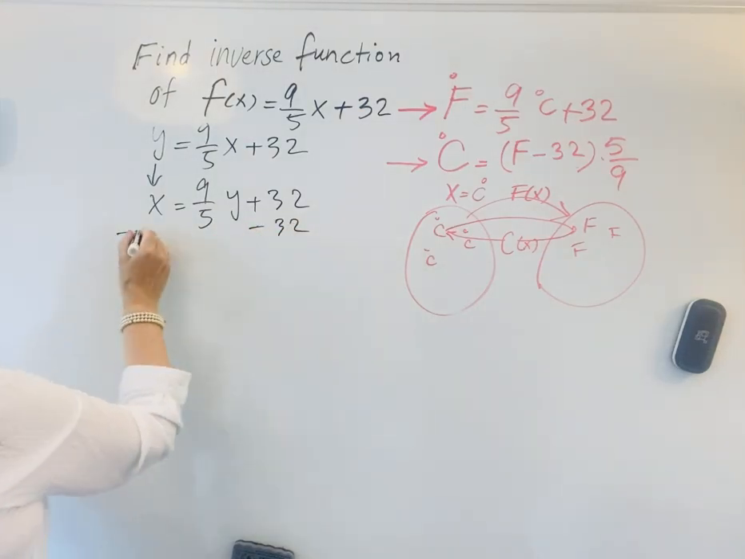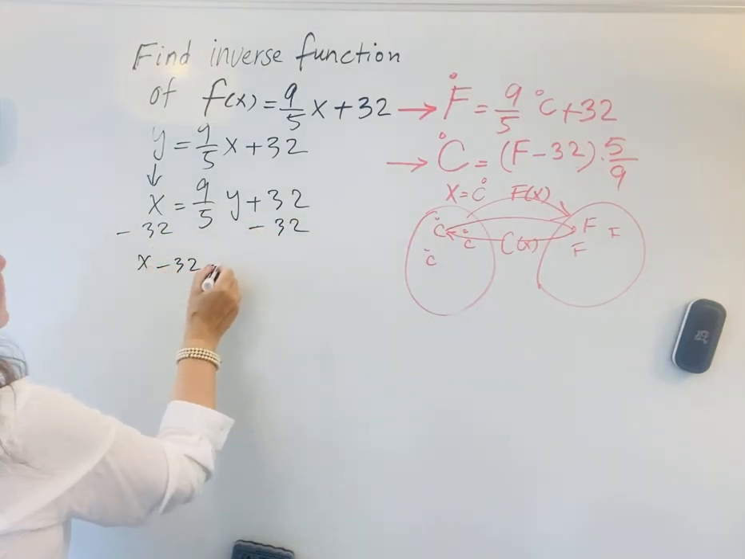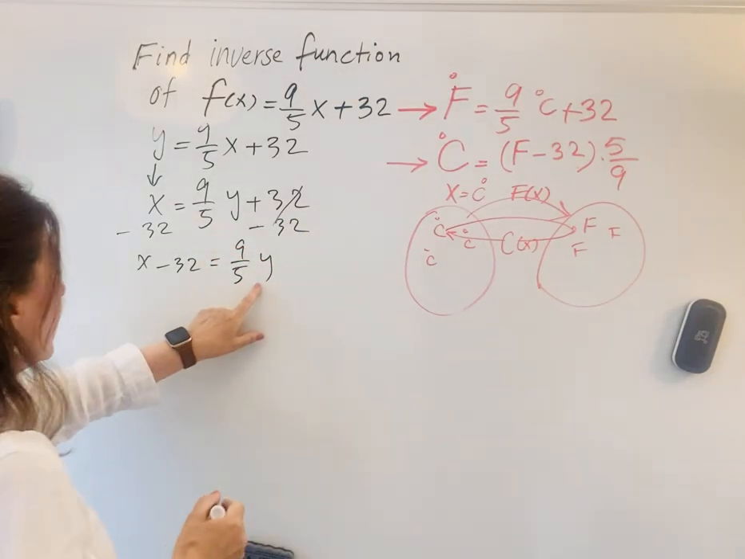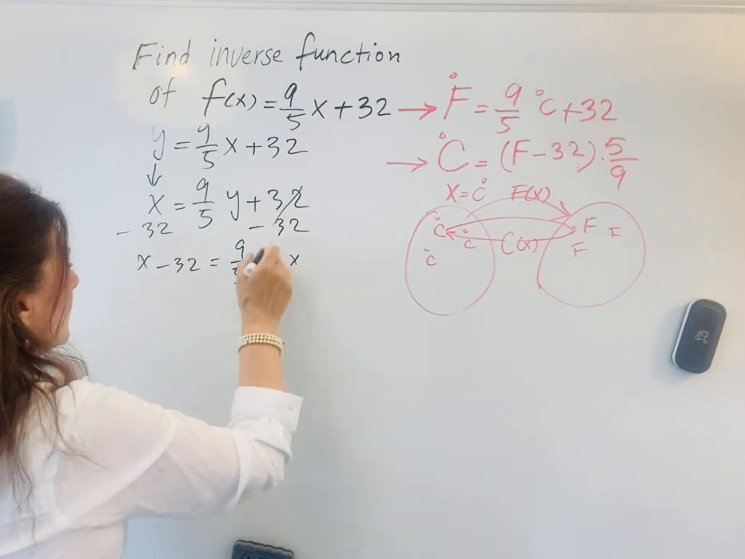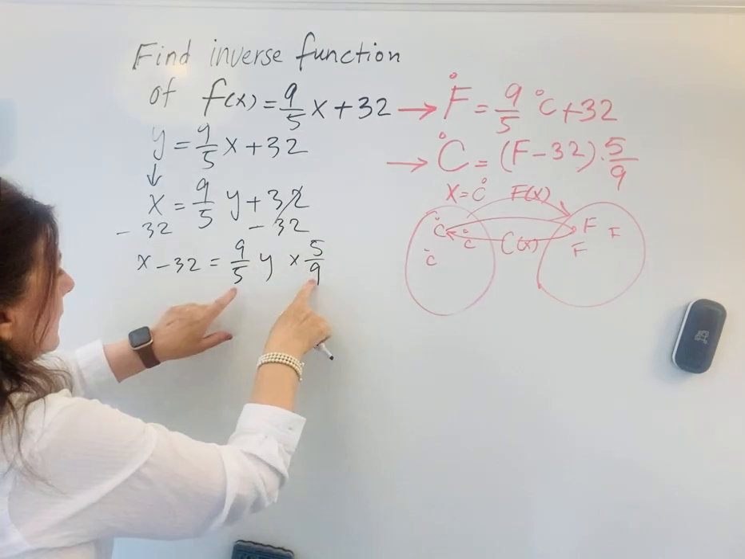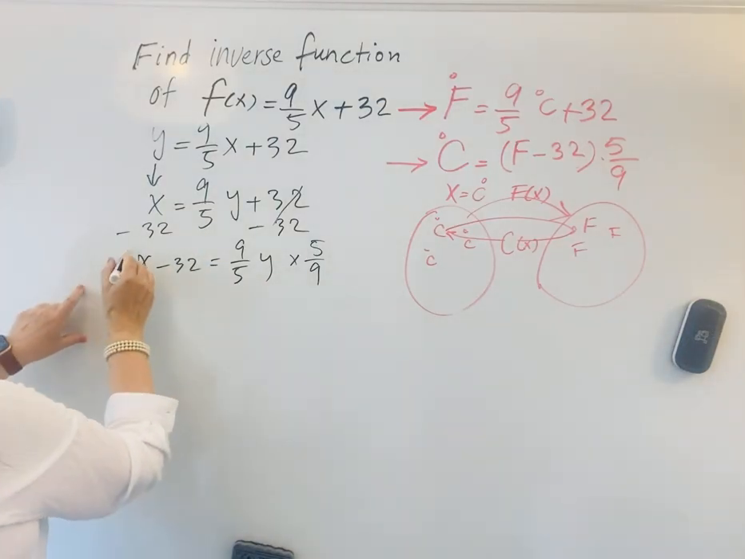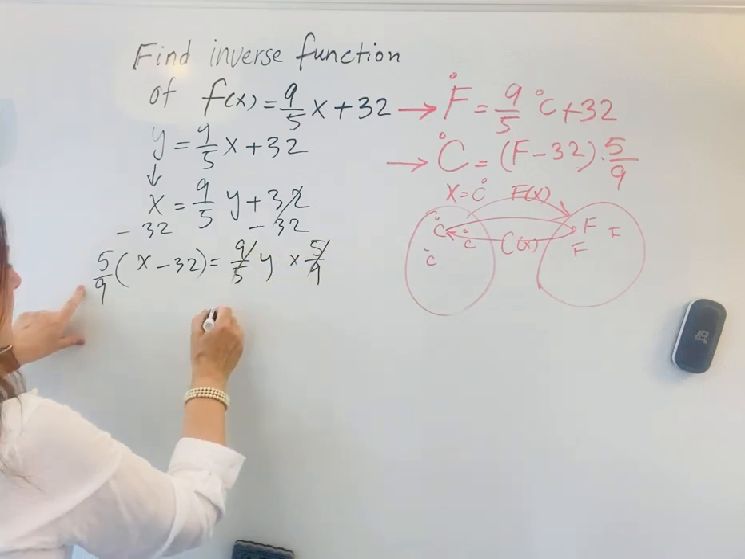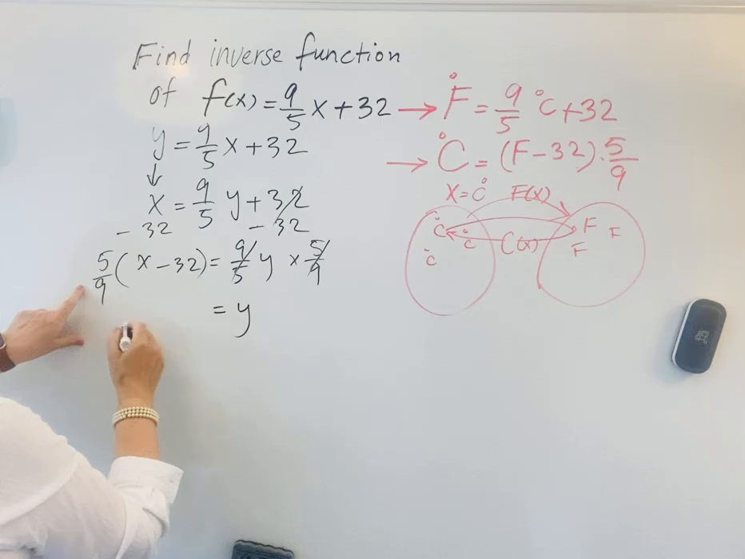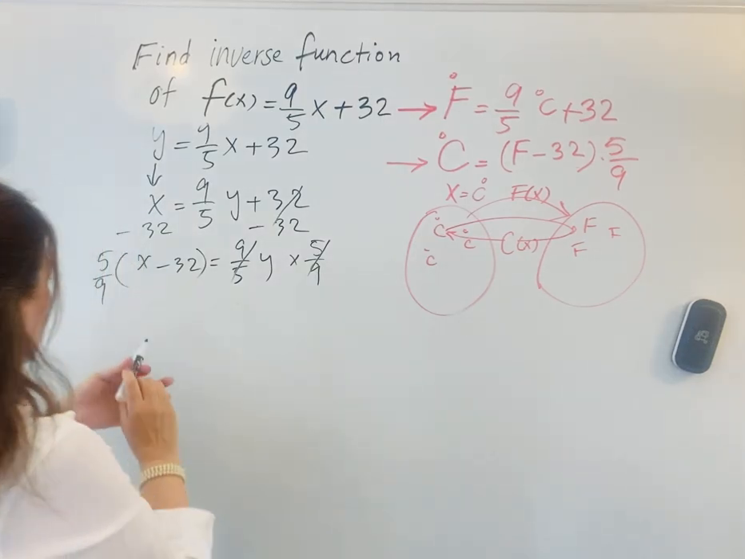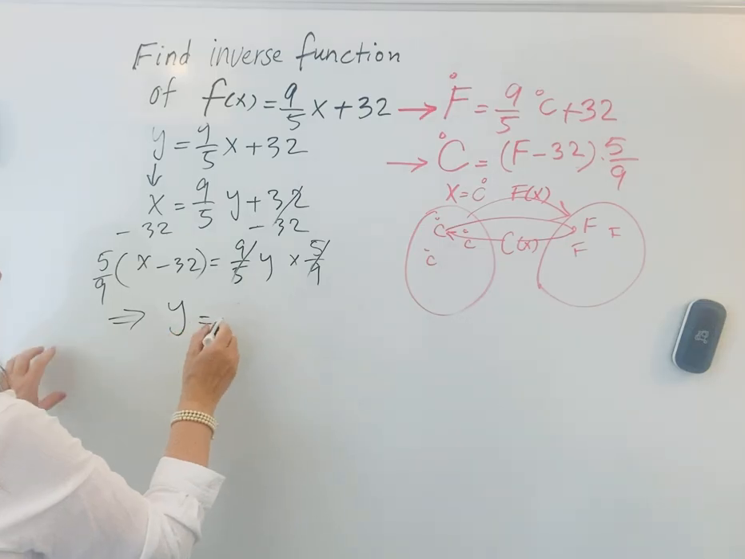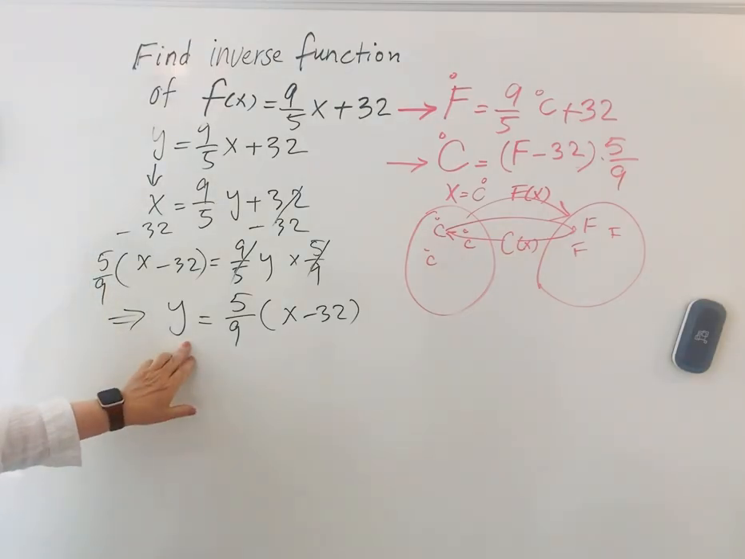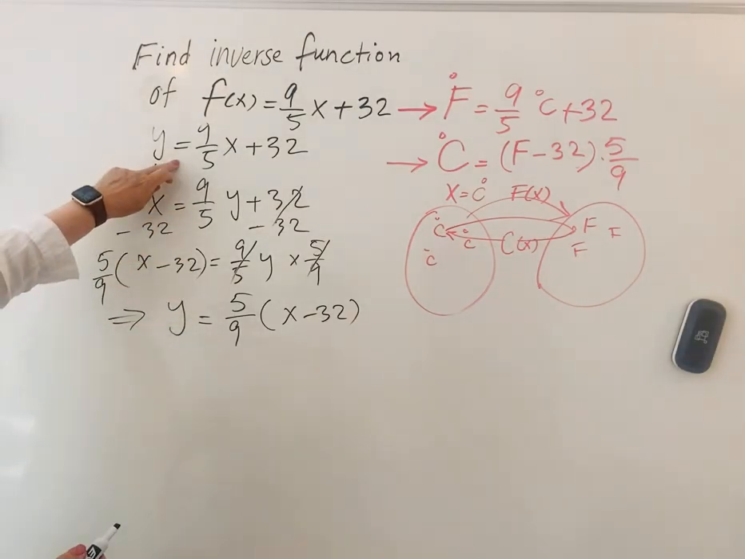Okay. So x minus 32 on one side, and the other side we have 9 over 5 y. For getting y, we can multiply both sides by 5 over 9, the reciprocal of this one. This cancels with this one and gets 1. So y equals 5 over 9 times x minus 32. This function is the inverse function of this one.